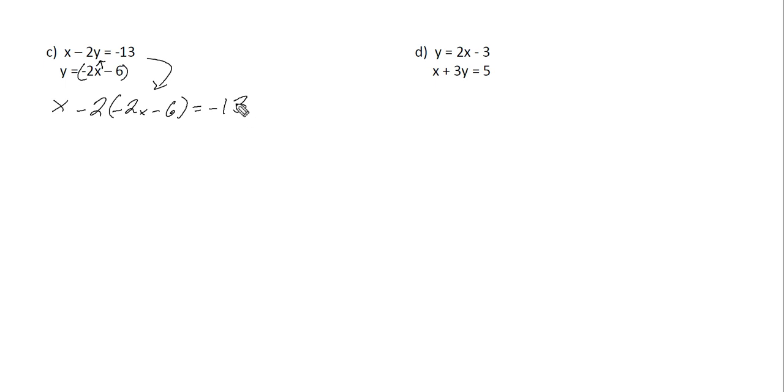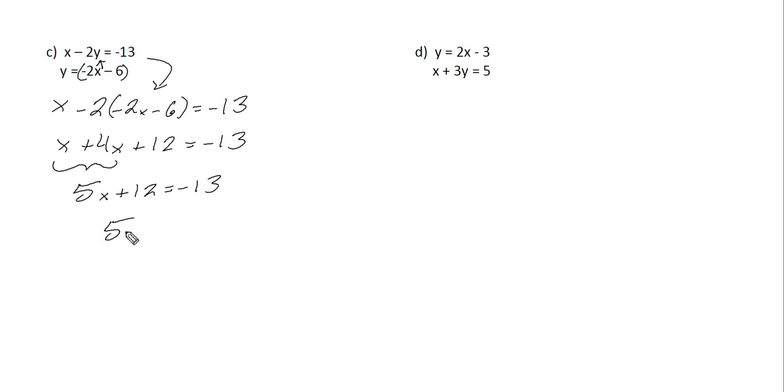All right, so now next, we've got to simplify this equation. So let's distribute that negative 2 to both terms. So negative 2 times negative 2x would be positive 4x. Negative 2 times negative 6 is positive 12. Combine our like terms here. We get 5x plus 12 equals negative 13. Subtract 12 to get 5x by itself. So we get 5x equals negative 25, and divide by 5 to get x by itself. So we have negative 5 as our x value.